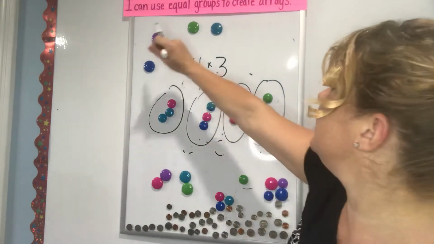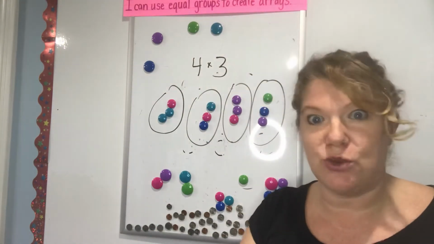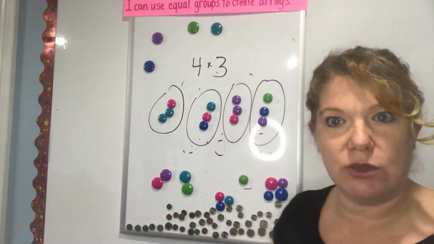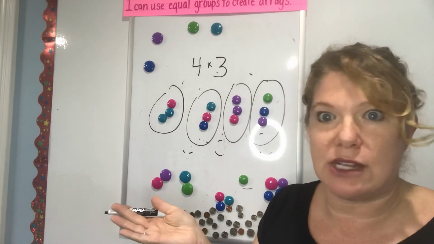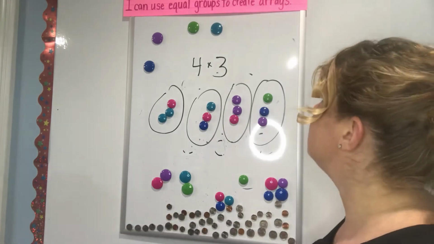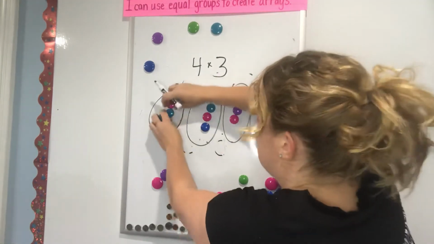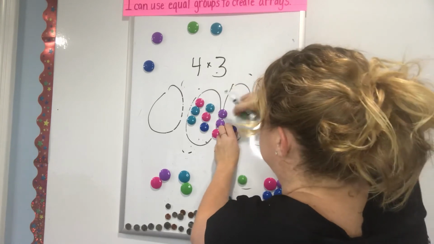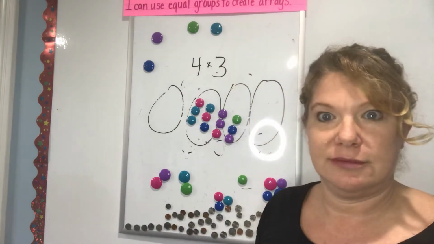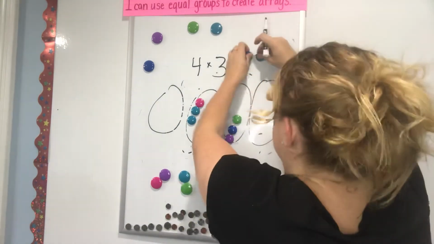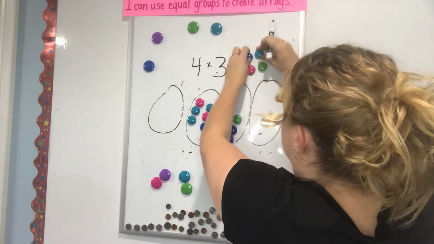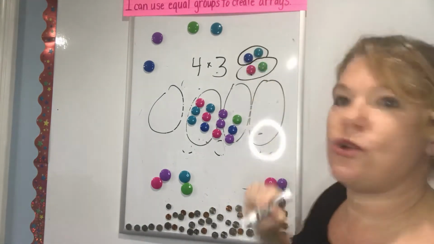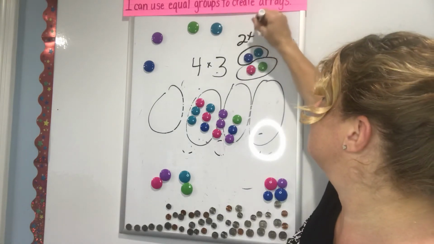So when we say I can use equal groups to create arrays, 2 things you need to take away from today. One is they have to be equal groups. Must be equal groups or you cannot do a multiplication problem. And this one is not an array. An array is just a picture that looks something like this. That's an array. Let me show you another one. Here's another array. That one's 2 times 2 because we have 2 rows with 2 in each.